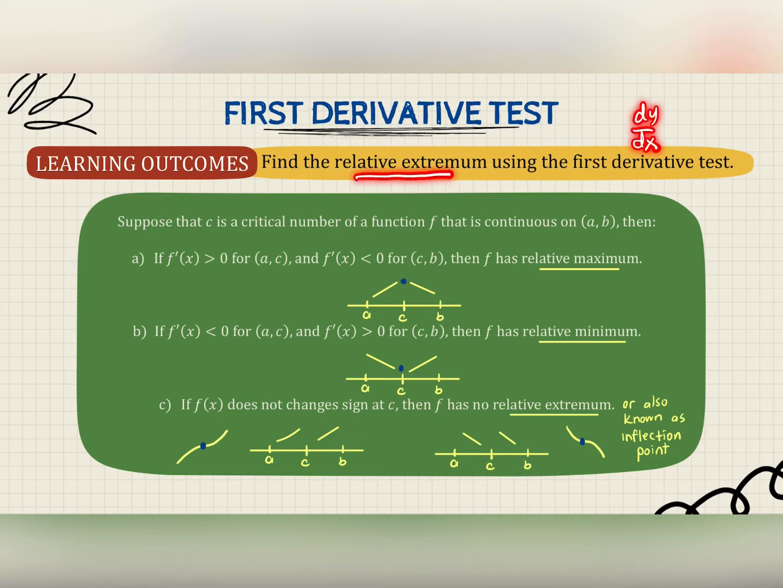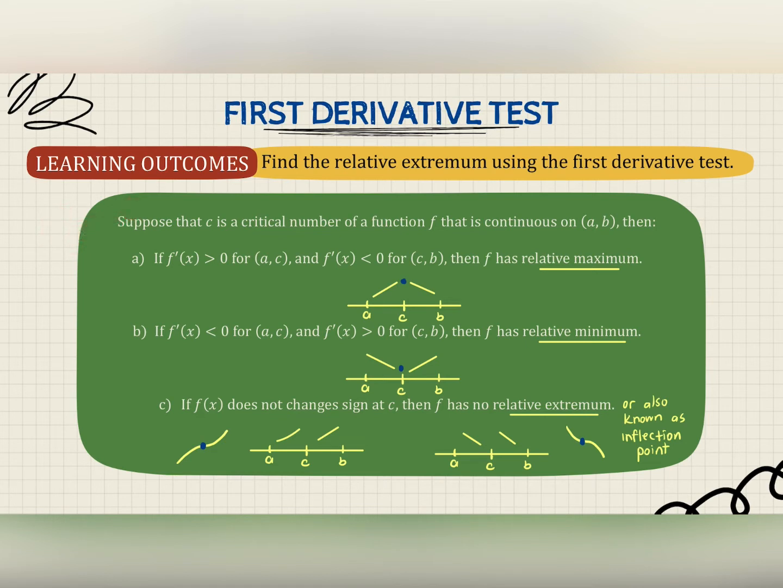So, relative extremum ni nama lain dia adalah maximum minimum. Ataupun nama lain dia juga kadang-kadang dia akan sebut sebagai local extremum. Okay, so bila nampak perkataan extremum sahaja, terus tahulah yang dia minta adalah maximum ataupun minimum. Okay, alright. So suppose that C is a critical number of a function f that is continuous on A and B. Okay, so say kita akan cari f prime x equals to 0.